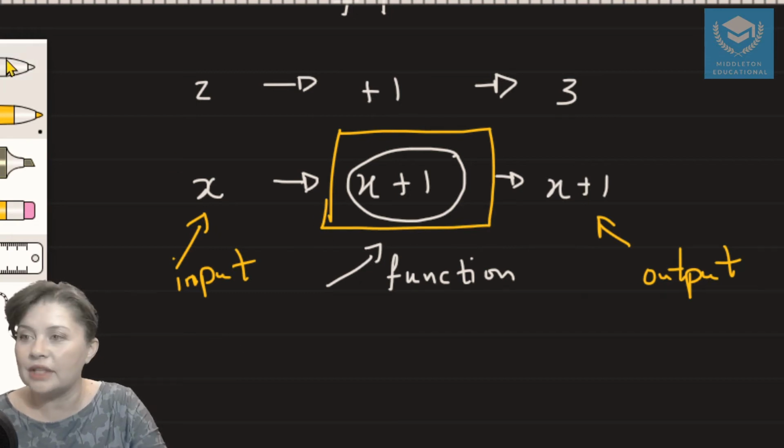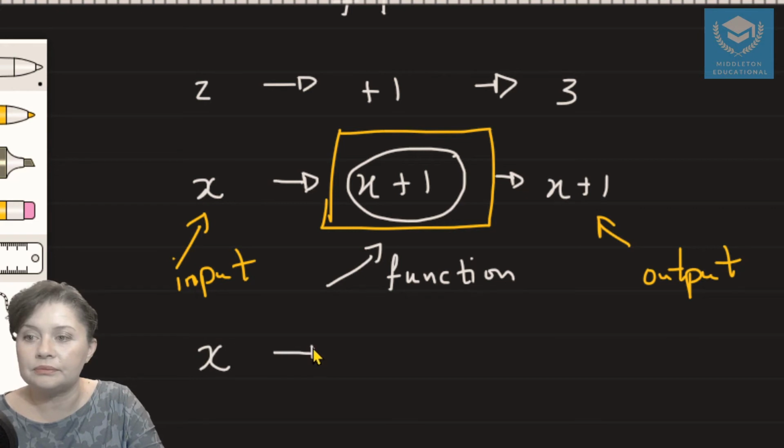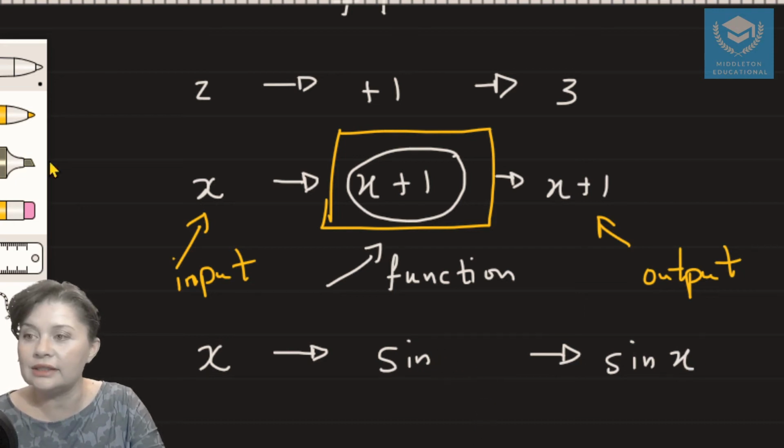So say you have something different. Let's look at a different type of function. We have some value, again, let's say x, and you can apply the sine function to x. What do you get out on the other end? You get sine of x out. So your function in this case is going to be the sine.